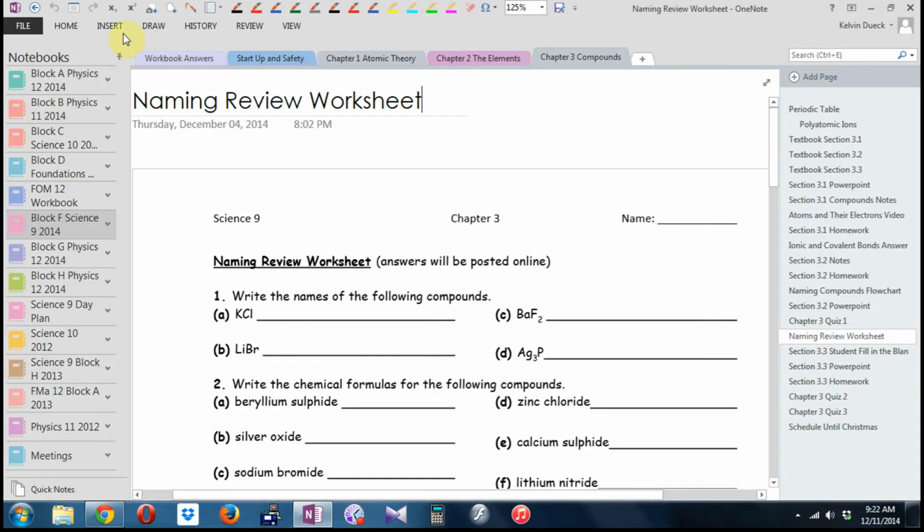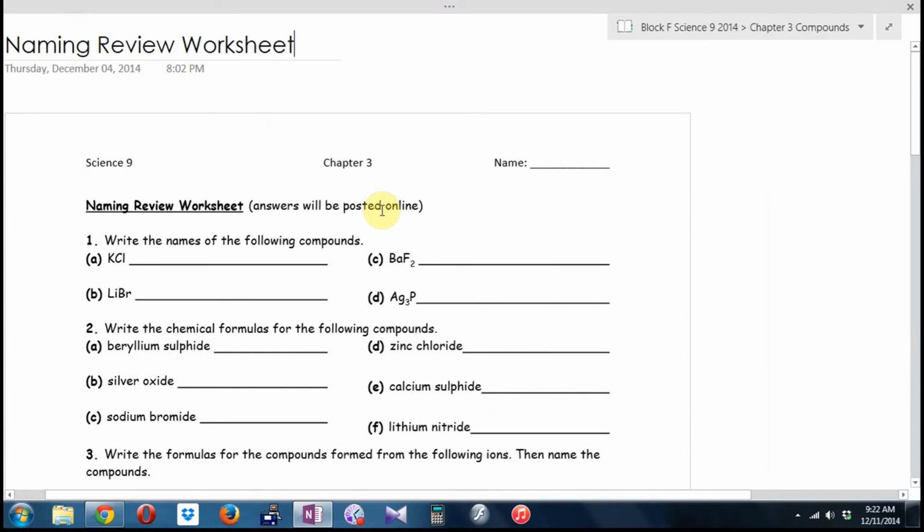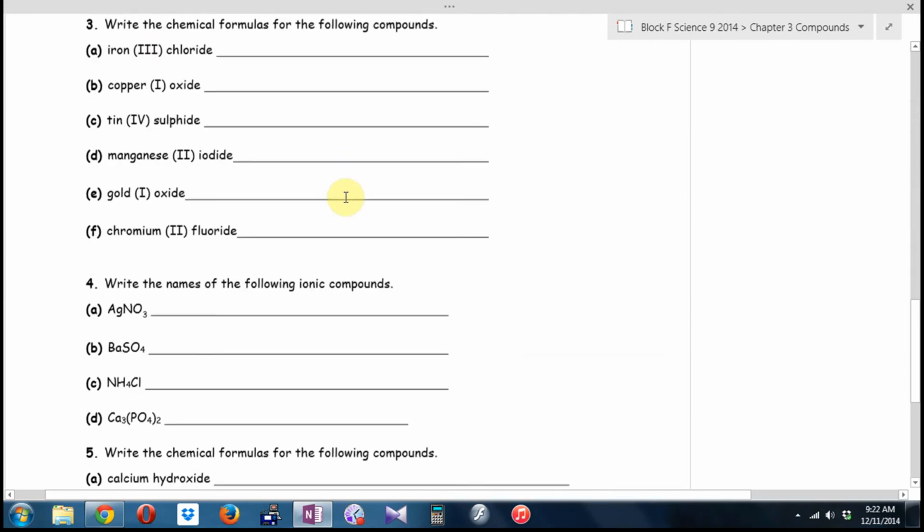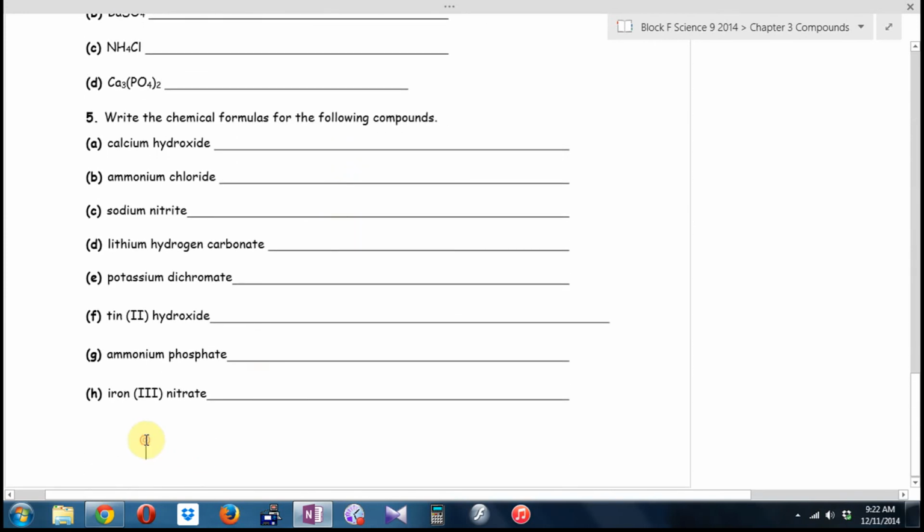Then I also gave you a naming review worksheet. Someone here seems to like study guides. I didn't put any physical change stuff on here, because I've usually found kids wrap their brain around that pretty quick. What they need lots of practice with is name to formula, formula to name, especially with the Roman numerals and the polyatomic ions. So I'm going to put an answer key for this online.